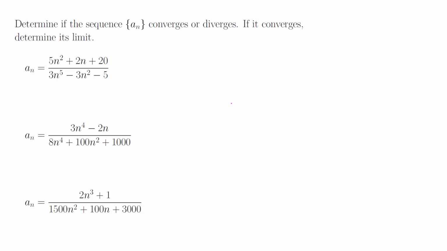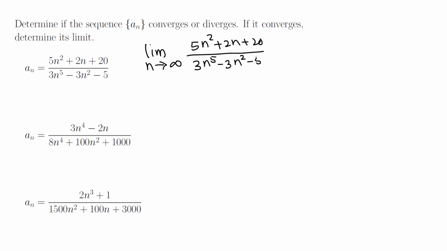Determine if the sequence converges or diverges. If it converges, determine its limit. So in these questions, all we have to do is determine the limit. That means what happens when n is really big. The limit as n goes to infinity of the general term of the sequence, all over 3n to the fifth minus 3n squared minus 5.